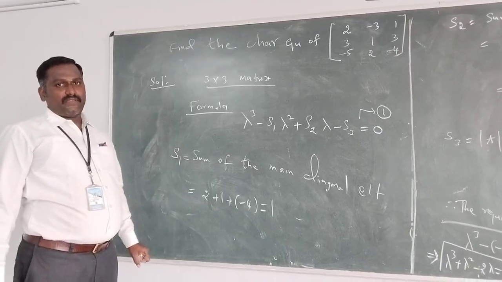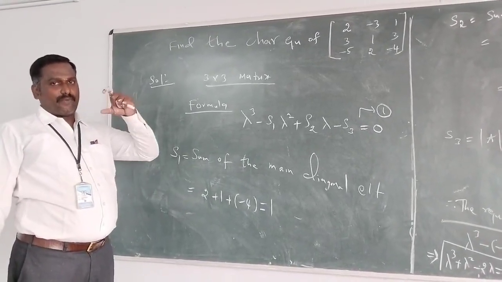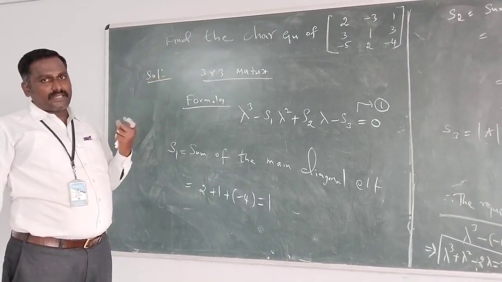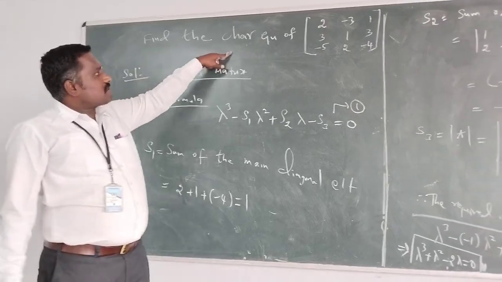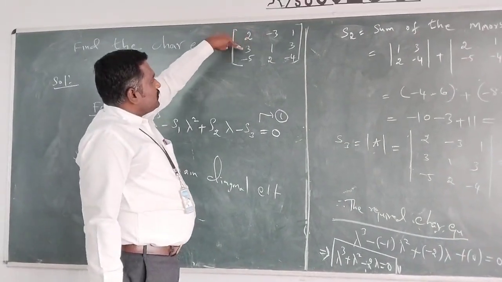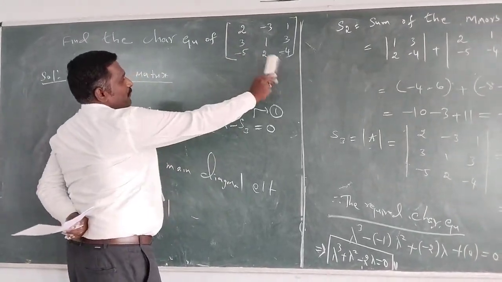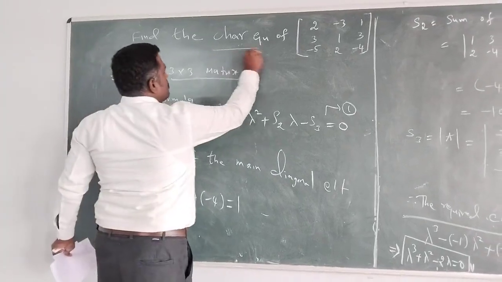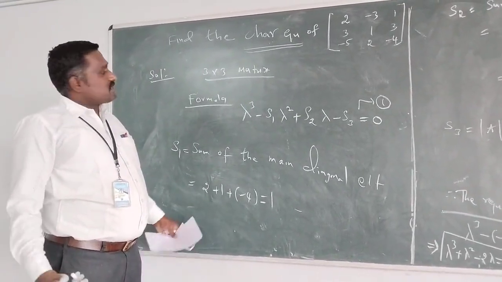Dear students, today we discuss one simple topic in first year M1 mathematics. Finding the characteristic equation is a very important topic. Once again, in the first year engineering mathematics 1 syllabus, to find the characteristic equation of the 3 by 3 matrix 2 minus 3 1, 3 1 3, minus 5 2 minus 4. This is one of the 3 by 3 matrices. Finding the characteristic equation is very important for engineering students studying mathematics 1.